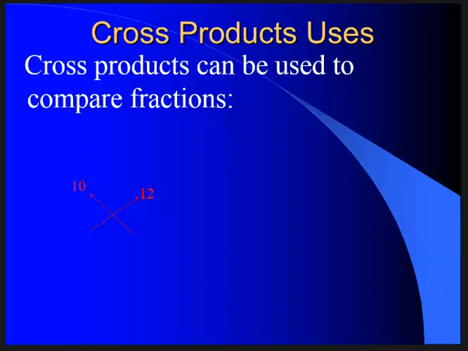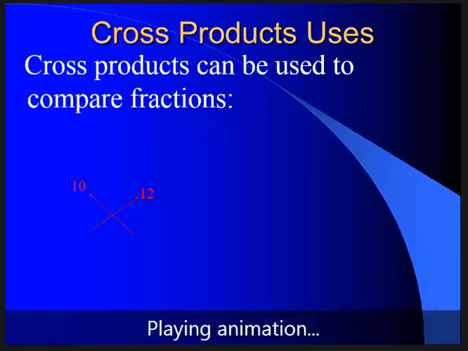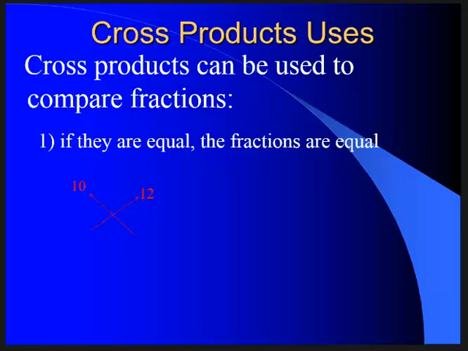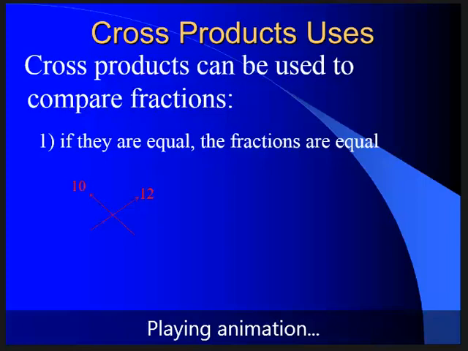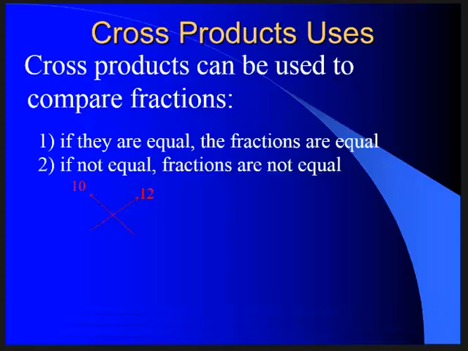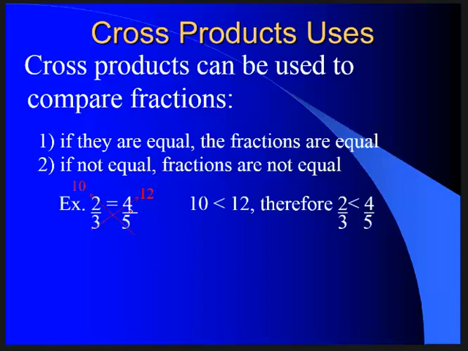Cross products again can be used to compare fractions to determine if they're equal or not. If the cross products are equal, the fractions are equal. If the cross products are not equal, the fractions are not equal. So let's look at this example here. We have 2 over 3, 4 over 5. We're going to multiply from the bottom up.